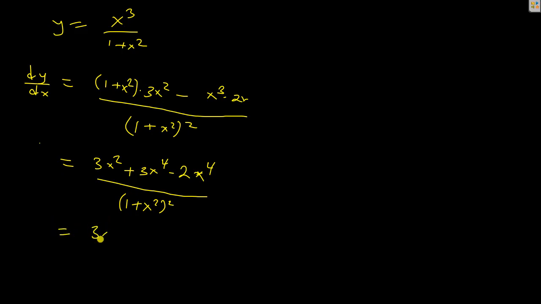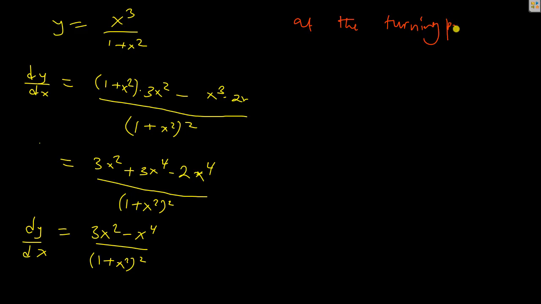So I actually have (3x squared minus x to the power 4) divided by (1 plus x squared), and this is our gradient of the curve at any point. But we know this important property that at the turning points, the gradient is actually 0. So dy/dx is 0. So let's substitute 0 here.